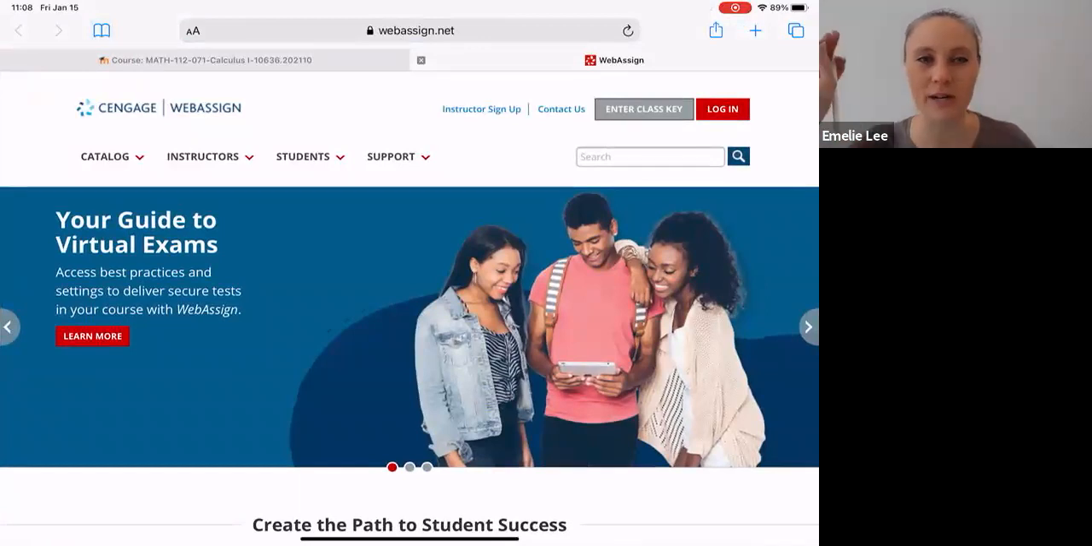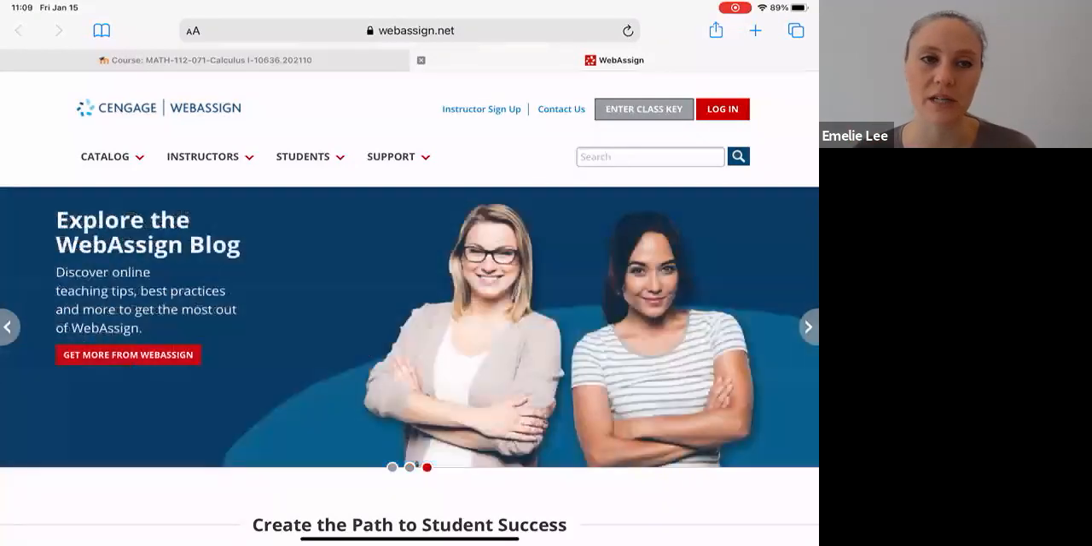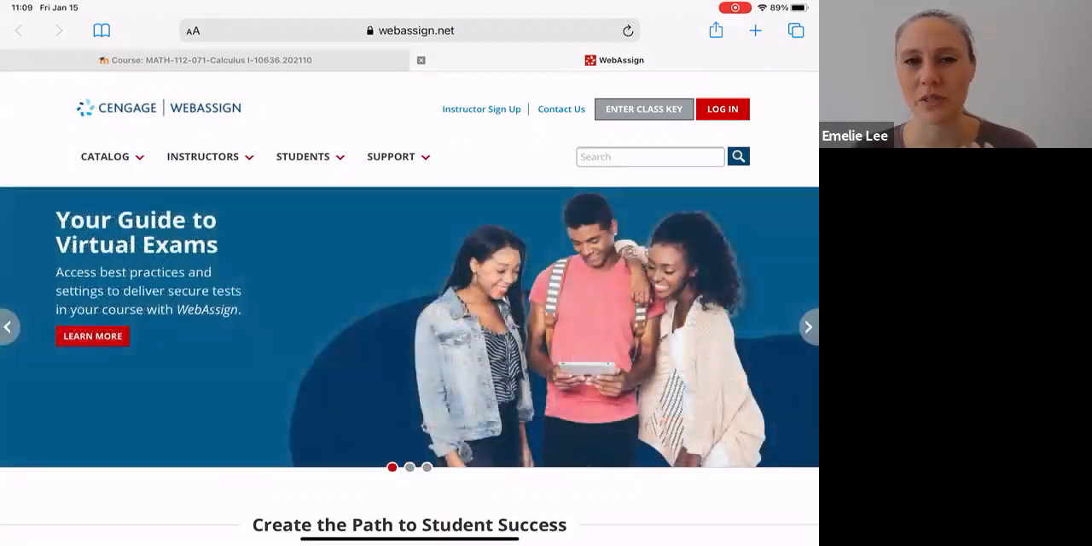And up in the top right-hand corner, you've got enter class key. It used to be that you just click enter class key, and then it would prompt you to log in or create an account, and then you can enter the class key. Of course, they will be pushing you to purchase the access, but you can probably just say skip this or not now or something like that.